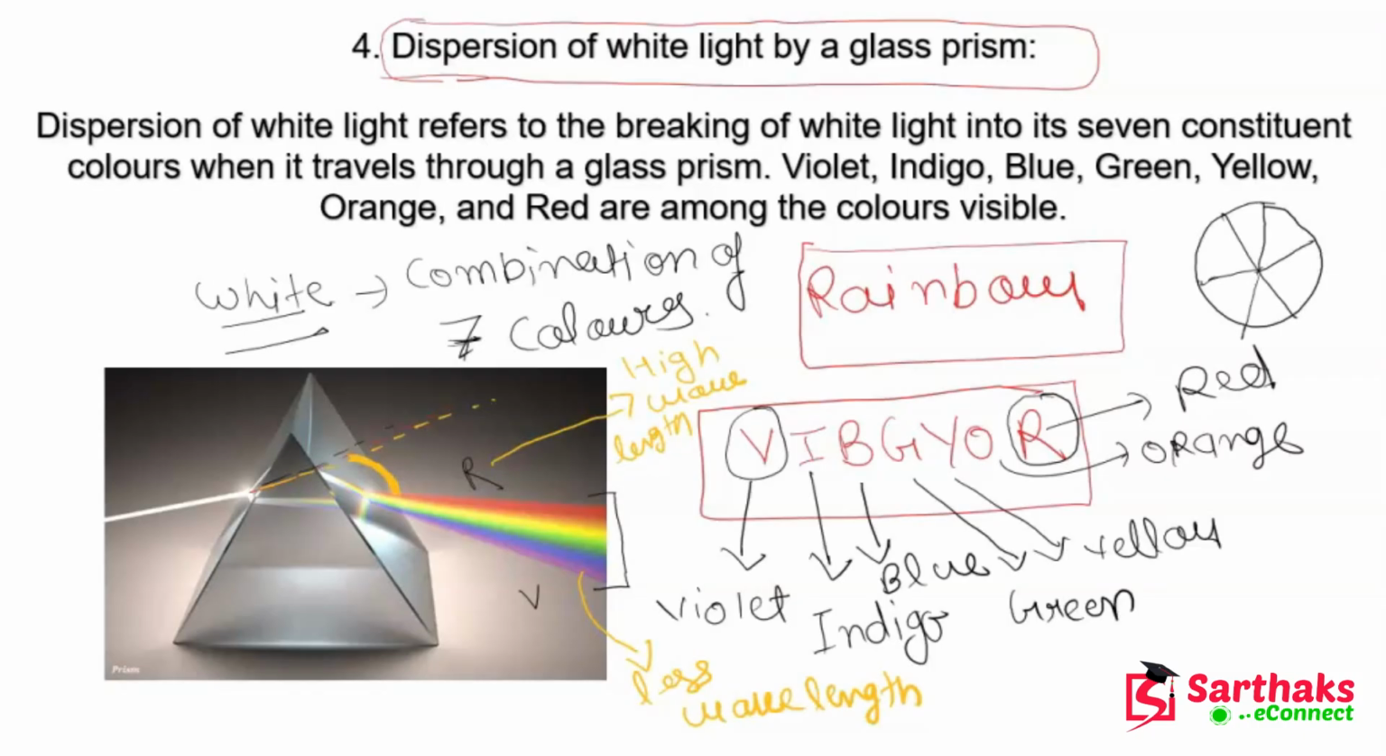So now, after understanding this dispersion: the splitting of light into the 7 components, or you can say into the 7 colors, is known as dispersion, and this band, VIBGYOR, is called the spectrum. I hope this is clear to you. Now let's move on to the next slide and talk about other things.